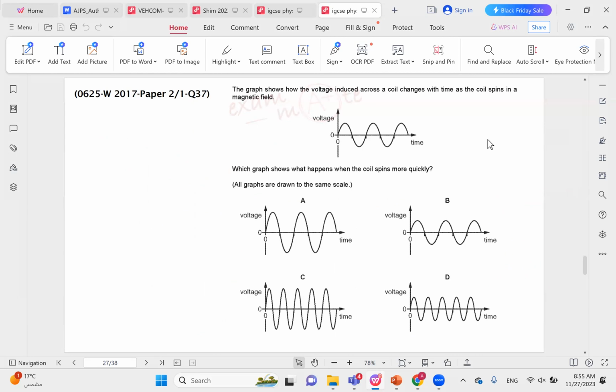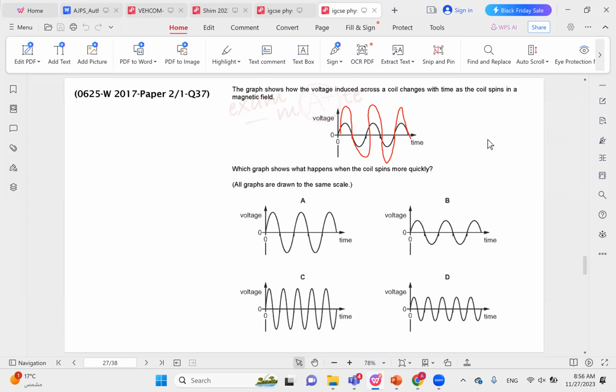So when the coil spins more quickly, you have a greater rate of change of magnetic field. And because the magnetic field is changing at a much greater rate, you get more electricity. Because like we said, generated electricity has to do with the change in the magnetic field. So as the change increases, the generated electricity increases. So first of all, we expect the graph to have higher peaks, sort of like this. Right? But this is not the final answer.